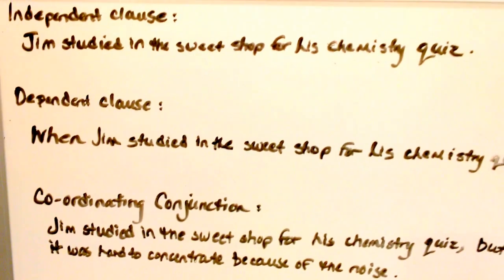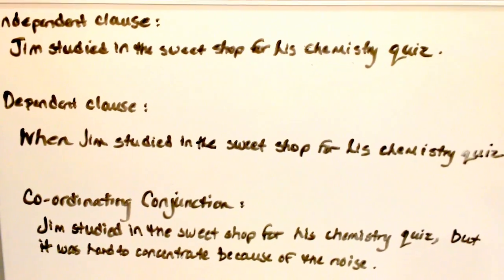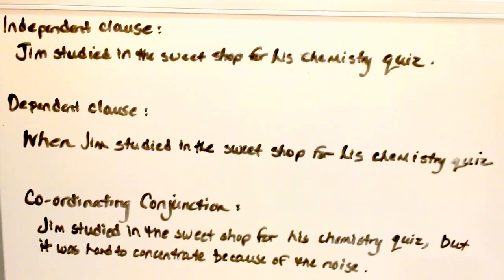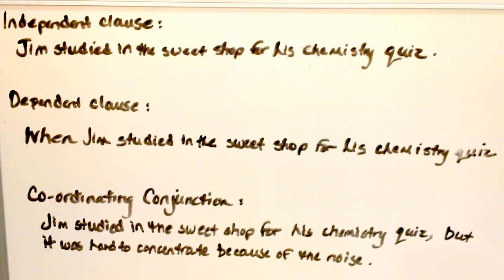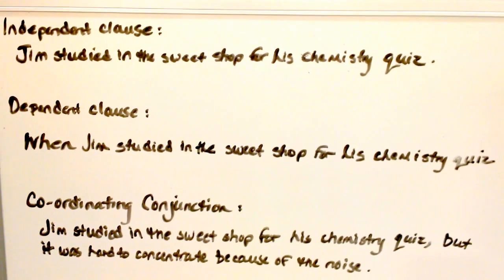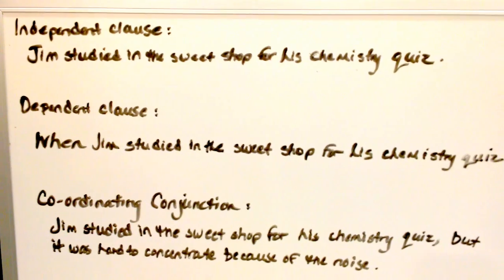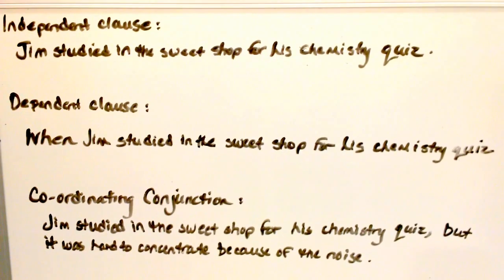Going to show you the difference between an independent clause and a dependent clause. I'll show you an example of each and give you a tip to make sure you can spot them in your written work. An independent clause is a group of words that contains a subject and verb and expresses a complete thought. An independent clause is a sentence.